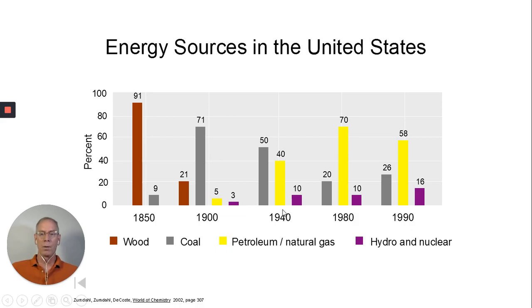By the 1940s, we had simply stopped using wood for energy for any real amount. And we had a pretty good balance. We were using coal, and we're using more petroleum and natural gas and building more dams. We still didn't have nuclear energy by 1940, but we had a pretty decent balance of our energy profile.